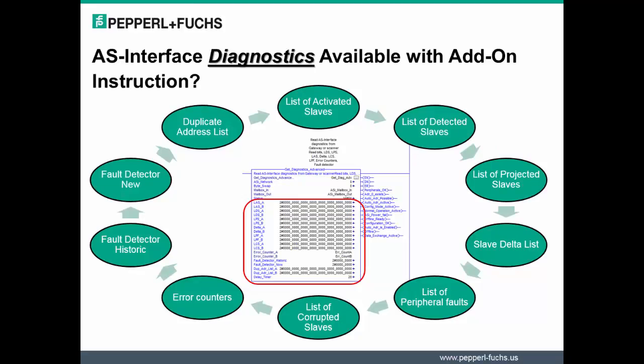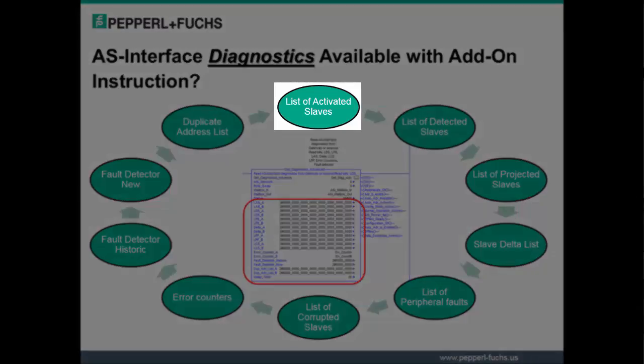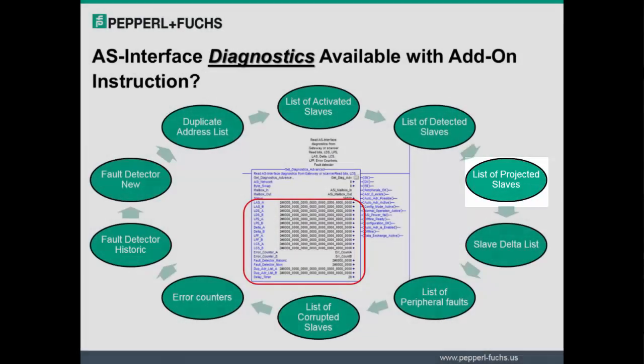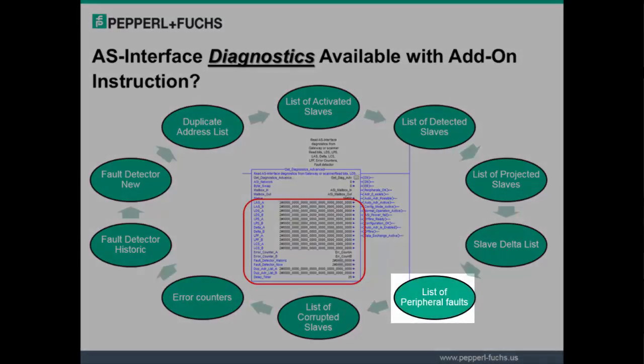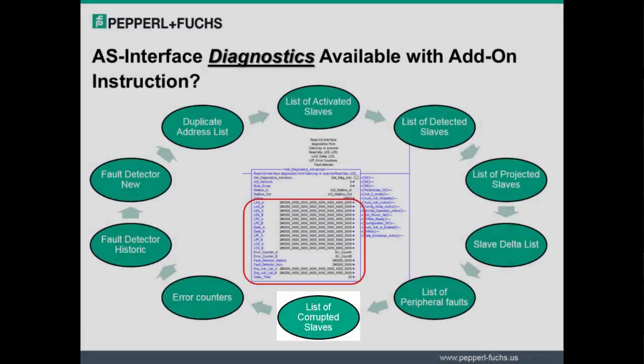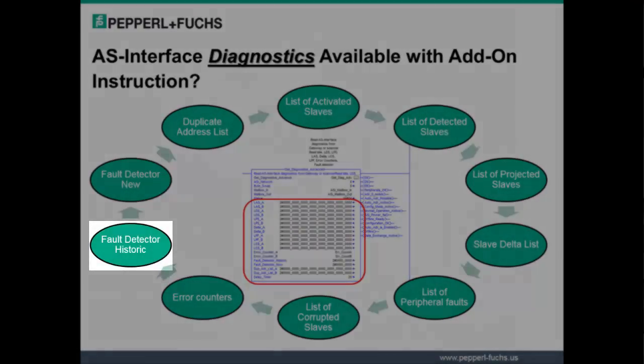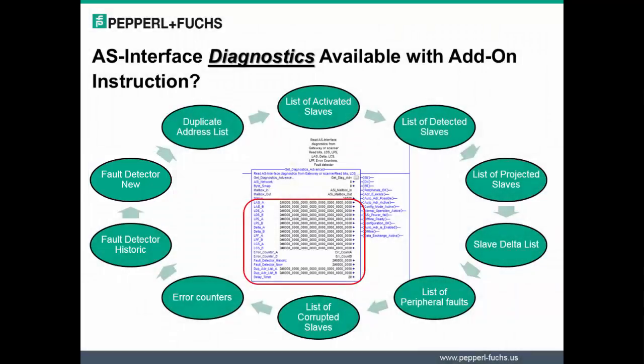Let's take a closer look at the ASInterface diagnostics available with the add-on instruction. The following set of ASInterface diagnostics includes list of activated slaves, list of detected slaves, list of projected slaves, slave delta list of peripheral faults, list of corrupted slaves, error counters, fault detector historic, fault detector new, and duplicate address list. If you need further details on this list of parameters, please contact tech support. Highlighted in red are also the status of where these diagnostics are monitored with the add-on instruction.